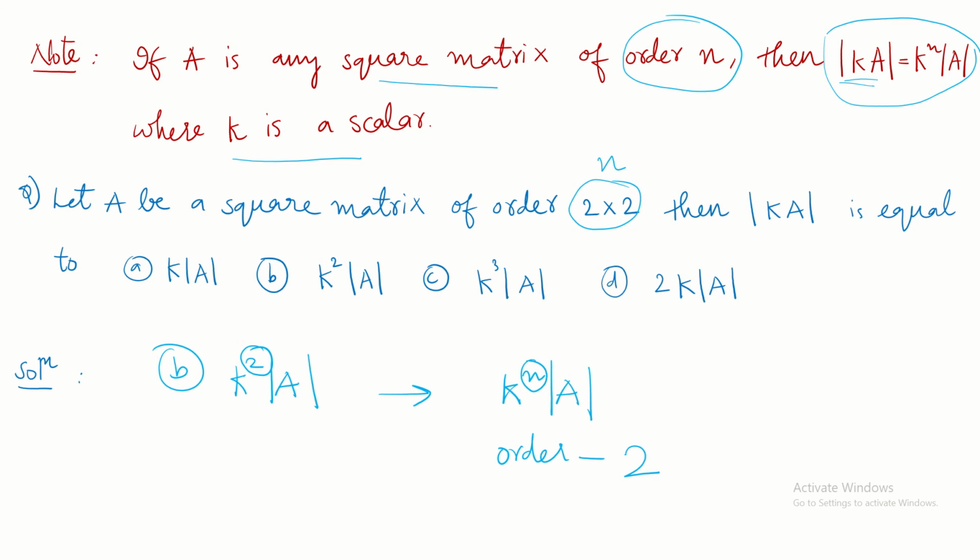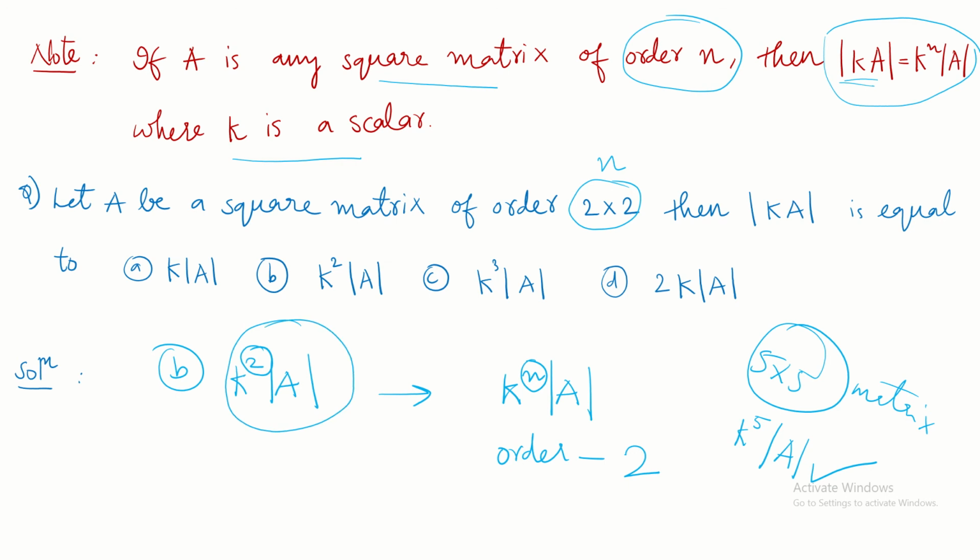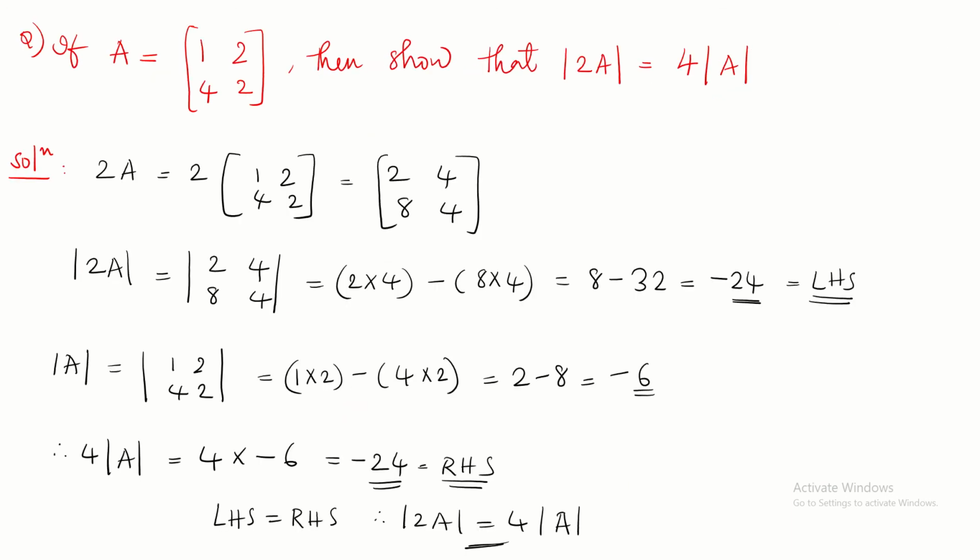For example, if the question asks about a 5 by 5 matrix, the answer will be k power 5 into determinant of A. This should be the answer if the question asks about a 5 by 5 matrix. Okay, so here the answer is k power 2 into determinant of A.